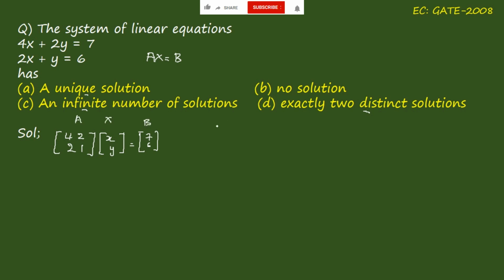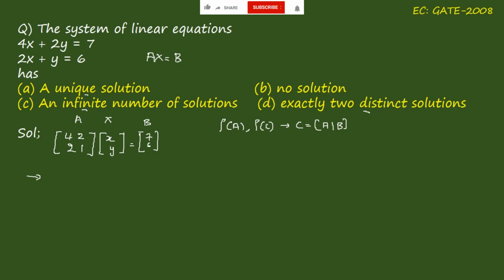Now we have to find whether it has a unique solution, no solution, infinite solutions or exactly two solutions. For this we have to find the rank of A and the rank of C. Depending on this we can say the solution. So C is nothing but the combination of A and B. So first we have to find the rank of A.